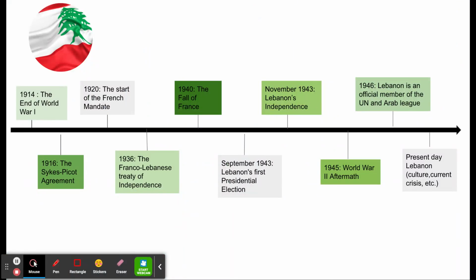This is a timeline I'm going to be following, and these are the topics I'm going to be touching upon. First, I'll speak about the end of World War One, then the Sykes-Picot Agreement, the start of the French Mandate, the Franco-Lebanese Treaty of Independence, the fall of France, Lebanon's first presidential election, Lebanon's independence, the aftermath of World War Two, Lebanon becoming an official member of the UN and Arab League, and finally, I'll speak about present-day Lebanon, its culture, and current crisis.